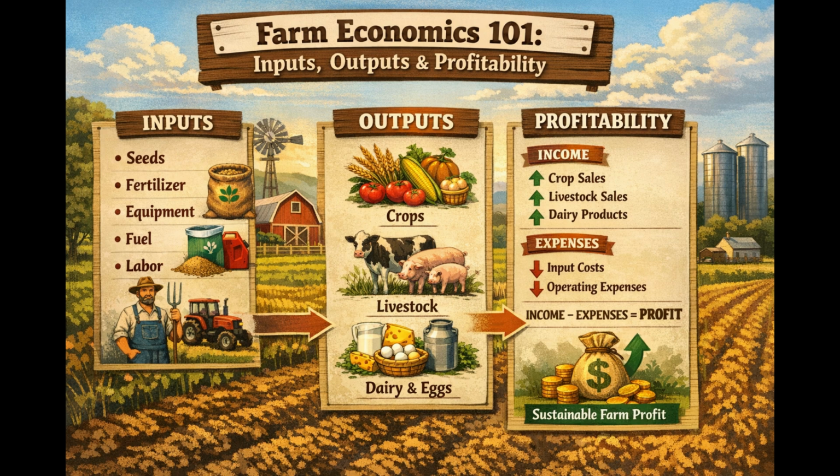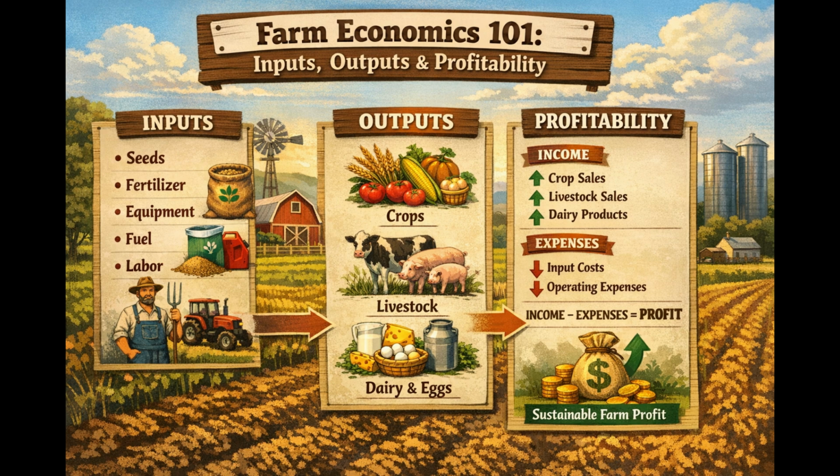Alright, we're coming to the end of this segment, and I want to close with a concept that ties a lot of this together. The difference between variable costs and fixed costs. Variable costs are expenses that change based on how much you produce. Seed, fertilizer, water, harvest labor, packaging materials, fuel for field operations. If you plant more acres, these costs go up. If you plant fewer acres, they go down. Variable costs are directly tied to your production level.